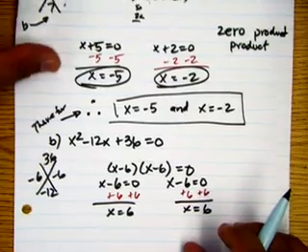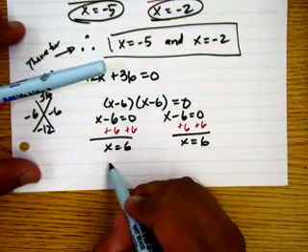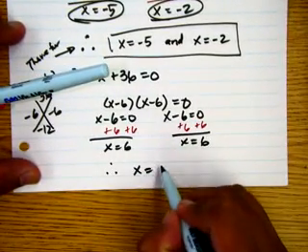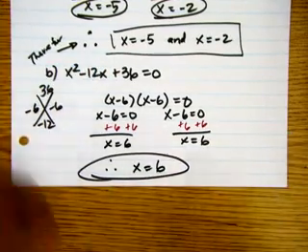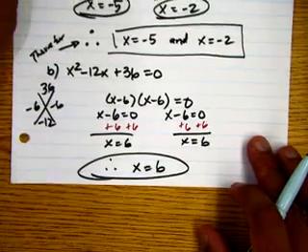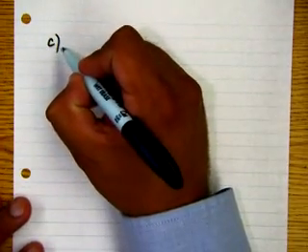So therefore, that means, hang on one second. So therefore, x is equal to 6, meaning that we have one answer there. Good. Alright, now let's get to problem C, just to give us a little bit more idea of what's going on here. So we're going to go ahead and do problem C.